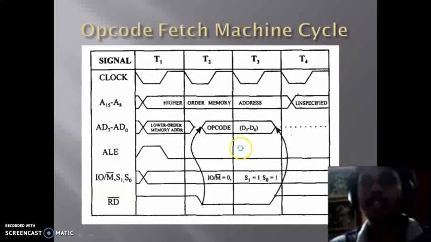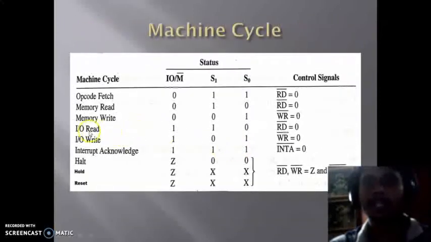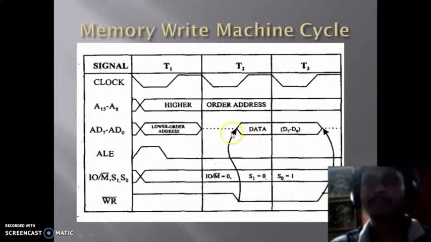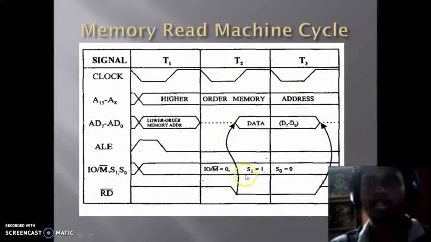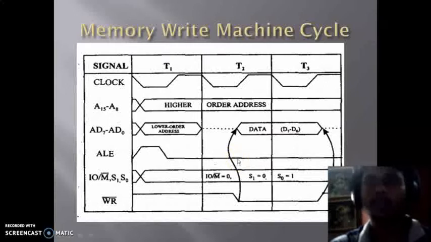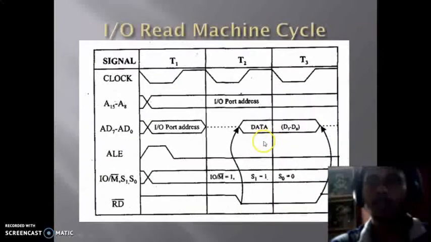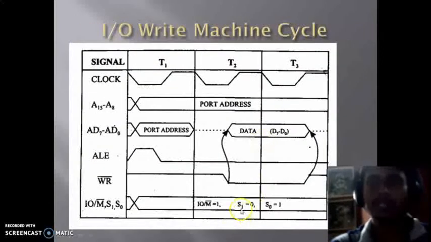Now if we try to find out the status, for the IO read operation it will be 1 1 0, which means S1 is equal to 1 and S0 is equal to 0. For the IO write operation, the status will be 0 and 1, so here S1 is equal to 0 and S0 is equal to 1.